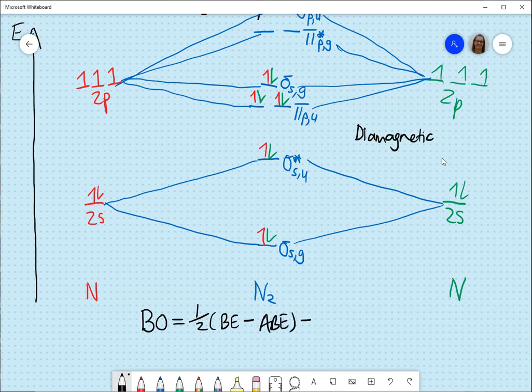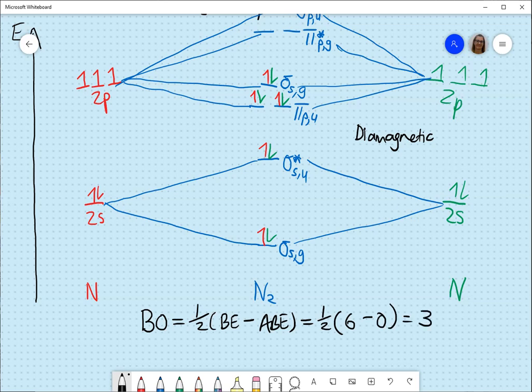We can do it exclusively for the valence electrons. You don't need to worry about the 2s orbital in this case. The valence electrons are simply the electrons in the 2p orbitals. And what we end up getting is we have 1/2. And if we look here, the number of bonding electrons, there are 6 of them in total. So that's 6 minus the number of electrons up here, which is 0. So 1/2 of 6 is equal to 3.